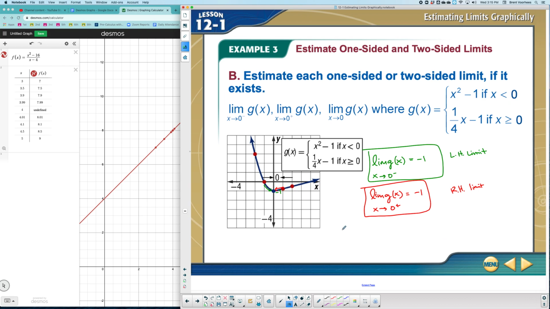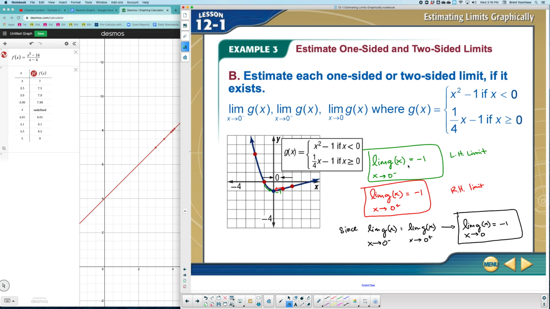Now, since the limit of g of x as x approaches 0 from the left side equals the limit of g of x as x approaches 0 from the right side, since that is true, what does that mean? That means the limit of, not f of x, g of x as x approaches 0 would equal -1. That's because these two are equal.